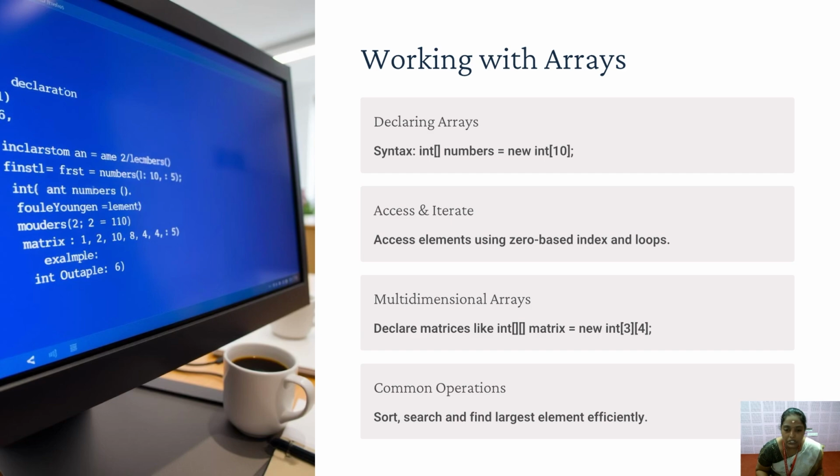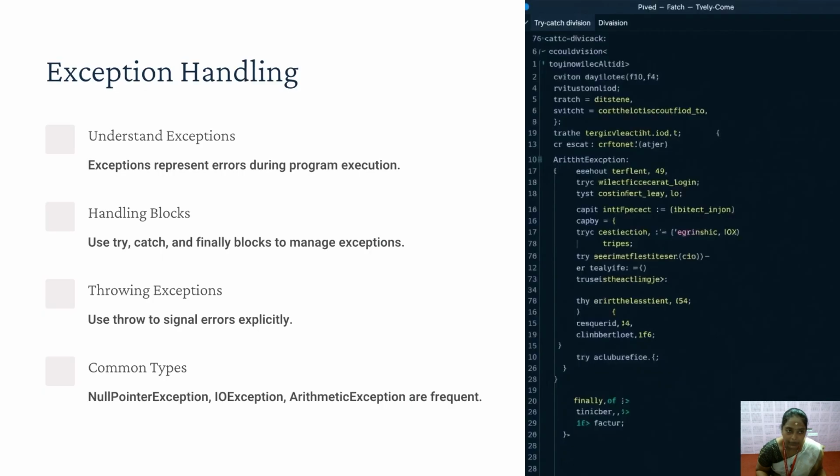Then multi-dimensional arrays. Multi-dimensional arrays means we'll be using rows and columns. The common operations we use are sort, search and find the largest element. Then exception handling. What is exception handling? That is the error which disrupts the program flow. First, we need to understand what an exception is. Exceptions represent the errors during the program execution.